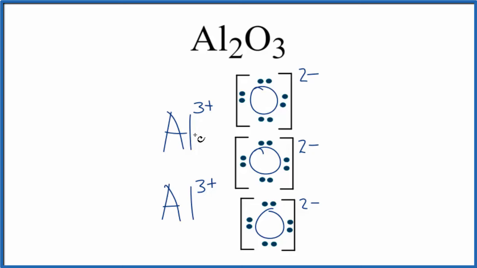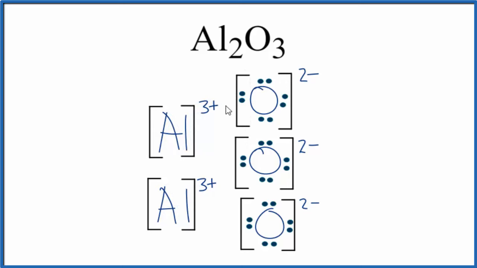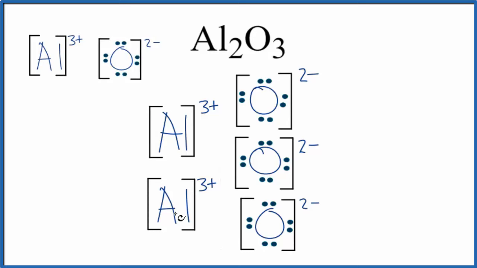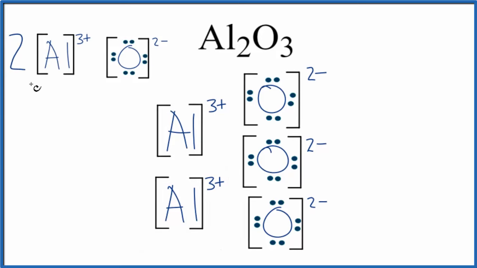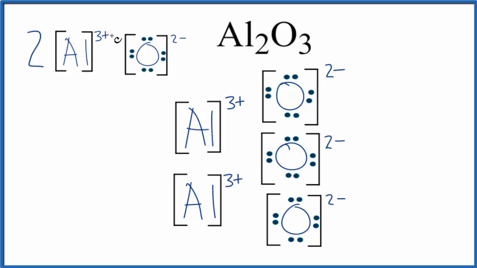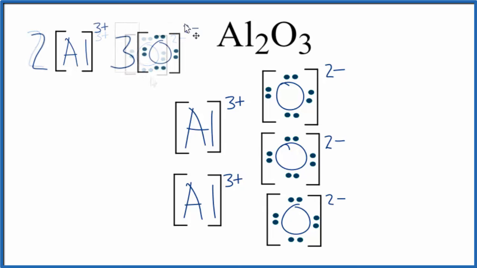Sometimes you'll see brackets around the aluminum as well. Let's go ahead and put some in. And because we have these positively charged particles, these ions here, and these negative ions, they're going to be attracted. That's going to form the ionic bond. So this is the Lewis structure for Al2O3. Sometimes you'll see it condensed a little bit like this. We have 2 of these aluminum ions, and then 3 of the oxygen ions. So this is another way you could write the Lewis structure for Al2O3, aluminum oxide.